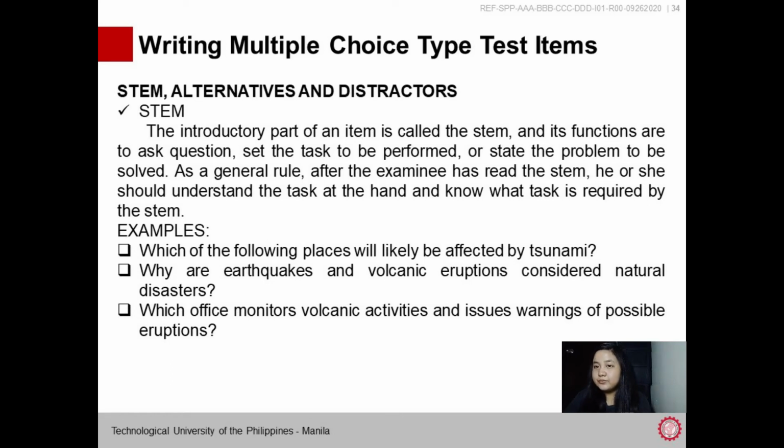Any number or any amount that your facilitator desired. Okay, now let's proceed to STEM. Yung STEM, it consists of questions. Ito mismo yung tanong or yung problem na kailangan sagutan ng students or kailangan i-analyze ng student bago siya makapili ng tamang sagot. Pwede siyang problem solving or related sa math. Pwede rin siyang related sa science, like an experiment, or it could be about the tools. As a general rule, after the examinee has read the STEM, he or she should know the task at hand and know what task is required by the STEM.